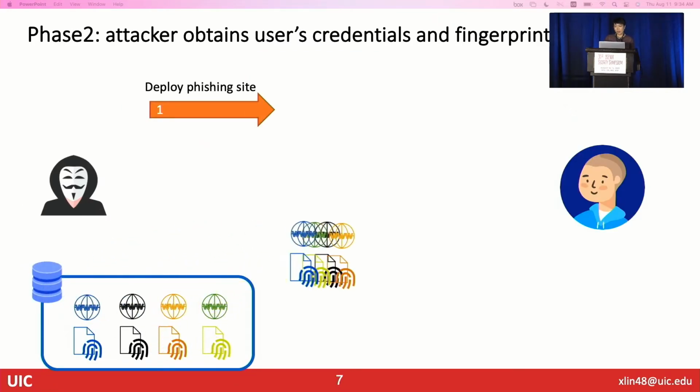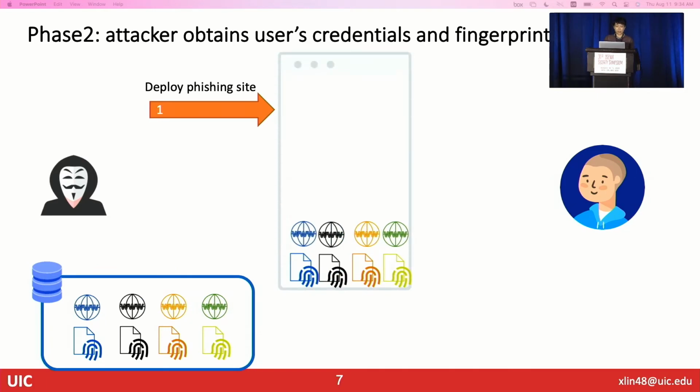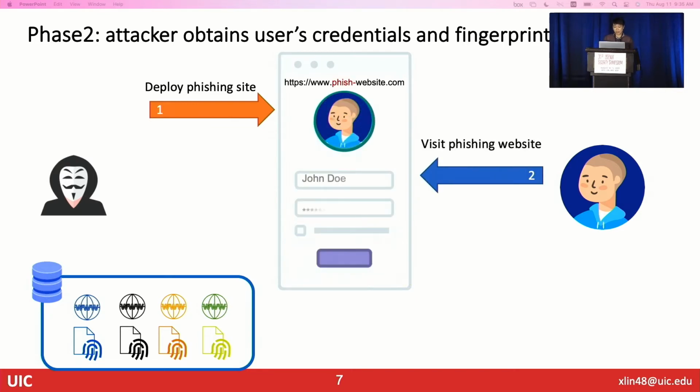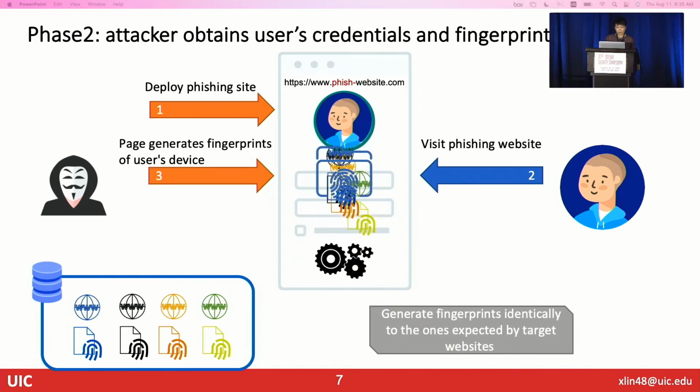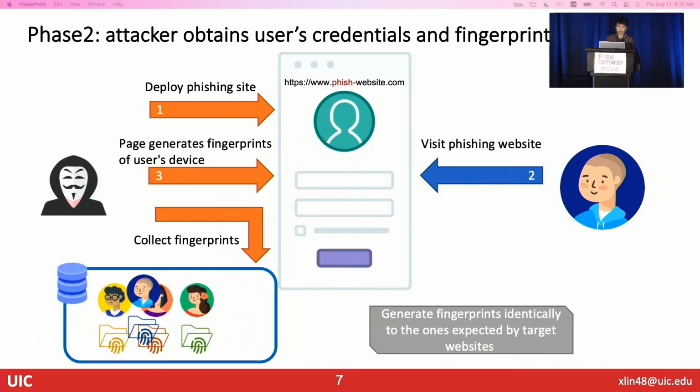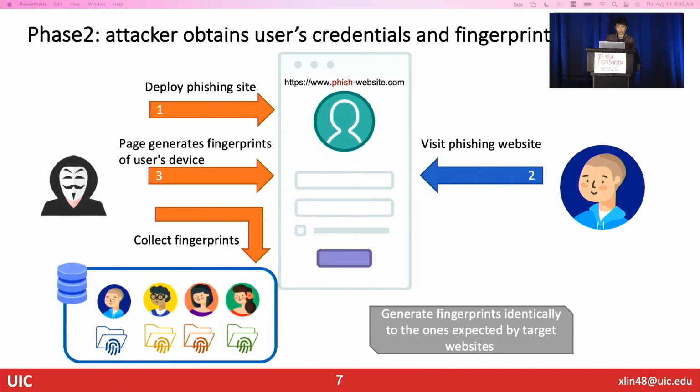In the next phase, the attacker has the fingerprinting code for target websites collected from the previous phase. They can use it to build a phishing website. This phishing website can have fingerprinting code for multiple target websites, which means when a user visits this phishing website, the page collects all the fingerprints of this user's device for all these target websites. Now the attacker has the user's credentials and the user's fingerprints.